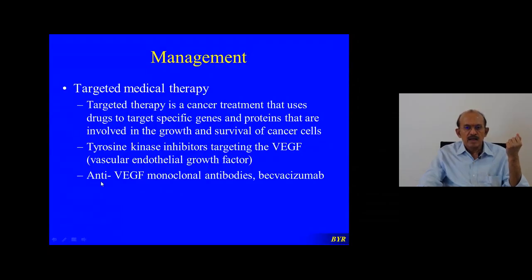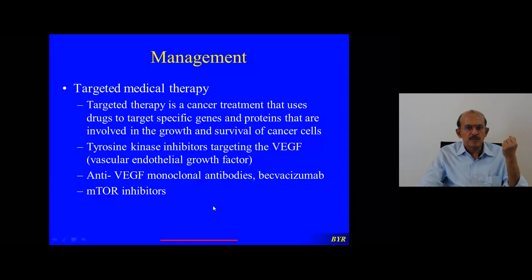Similarly, anti-VEGF, that means vascular endothelial growth factor, monoclonal antibodies like bevacizumab, and there are many other antibodies like this. Then mTOR inhibitors. So this is called the targeted medical therapy. So if you can find specific genes which are responsible for growth of the tumor, you can block those genes with certain medications.